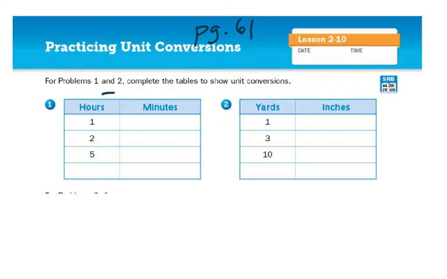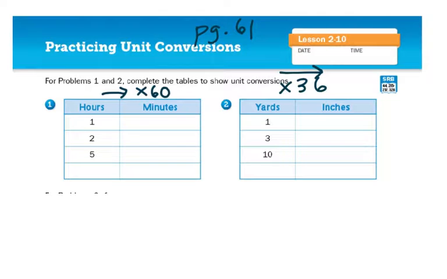So just remember, if we're converting from hours to minutes, there's 60 minutes in an hour, so we're going to multiply by the extended fact 60. There are 36 inches in each yard. So we're going to multiply by 36 when we convert from yards to inches.